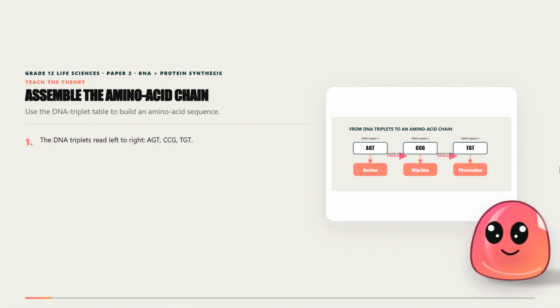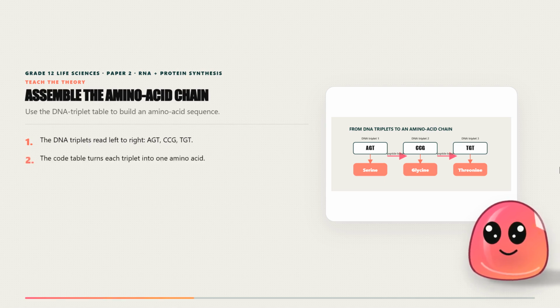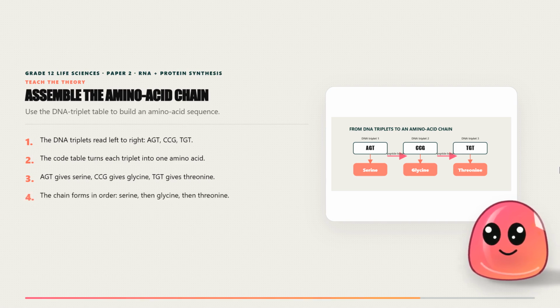Now we build a chain from the DNA triplets. Read them left to right, like a sentence, one triplet at a time. Use the code table to turn each triplet into its amino acid, then place that amino acid in its socket and the chain grows in order. Exam tip: the table is usually written for messenger RNA codons, so make sure you work from the messenger strand, or you'll drag the wrong amino acid. Link them together with peptide bonds.